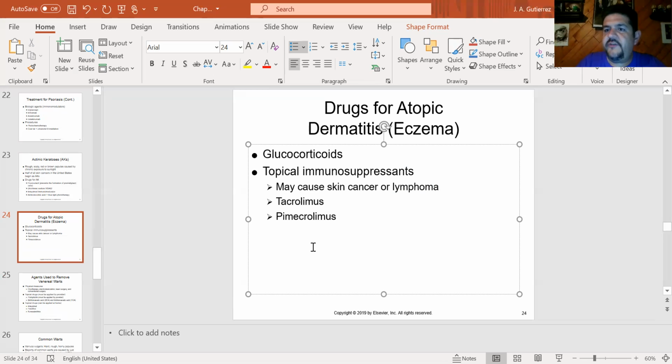Regarding questions for the HESI and the NCLEX, what if this topical immunosuppressant is absorbed by the body? What's going to happen to the patient? They're going to get immune suppressed. So we need to tell the patient to look for signs and symptoms of infection, and if they have something like that, to go see the doctor for proper treatment of that infection.